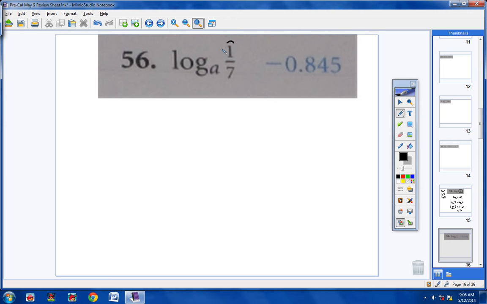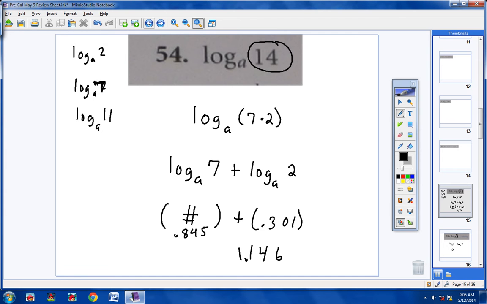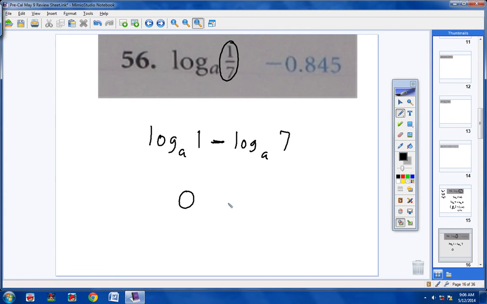Well, you have an argument here that's dividing. So if your argument's dividing, you can write log base a of 1 minus log base a of 7. Caleb, the reason we did that is our argument is dividing, so we put a minus sign here. And then the logarithm of 1 is always going to be 0, and the logarithm of 7 was 0.845. And so obviously the answer is negative 0.845, unless I'm making a mistake somewhere. All right.